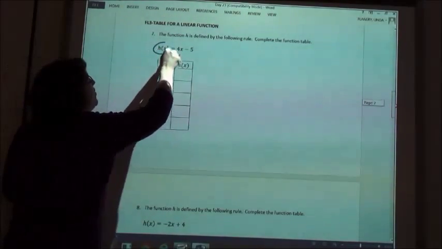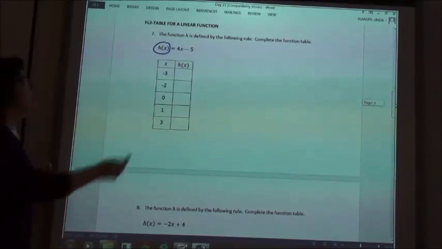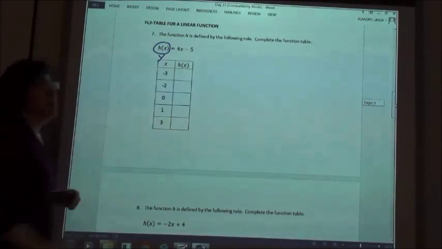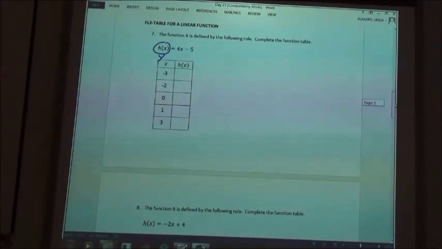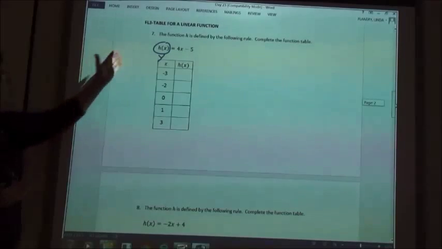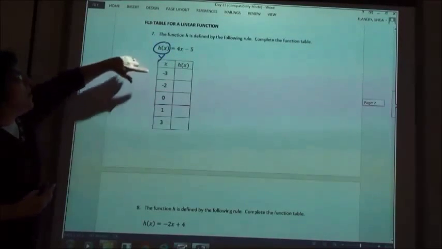H of x is what they call functional notation. It's the same thing as having y equal something, but it's a way to name your lines so that if you have 3 or 4 lines on the same graph, you can call one h of x and one g of x and one f of x, so you know which one goes with which equation. So this is just the same thing we've been doing.